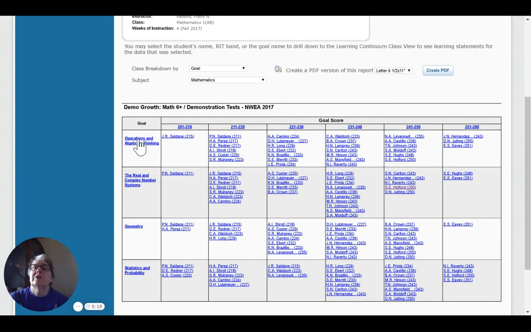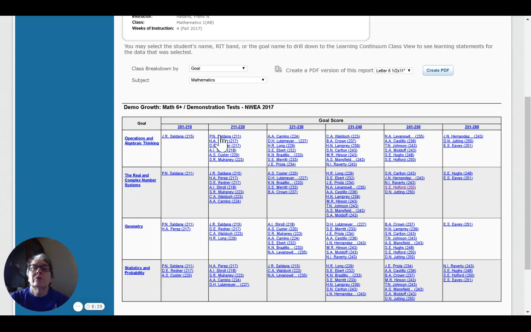Showing it by goal breaks down the overall scores into goal areas. In this case, I've chosen mathematics, so the goal areas include operations and algebraic thinking, real and complex number systems, and so on. Across the top again are the scores, with students divided into 10-point ranges, from 201 to 210, for instance. And in each of those columns, for students that scored in that range, their names will be shown. So let's take a look at a couple of these students and see how we could use this.